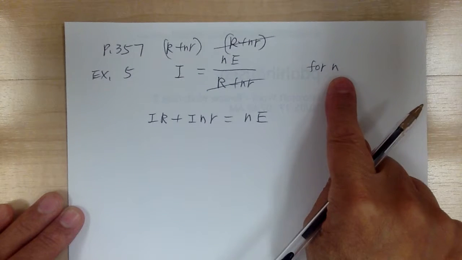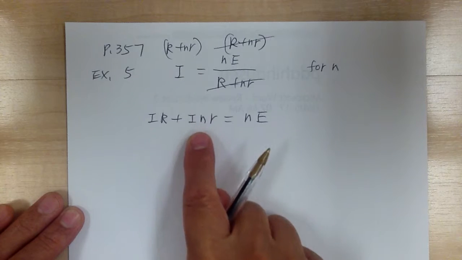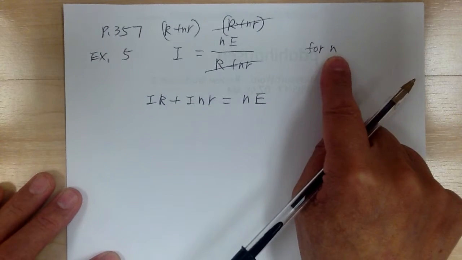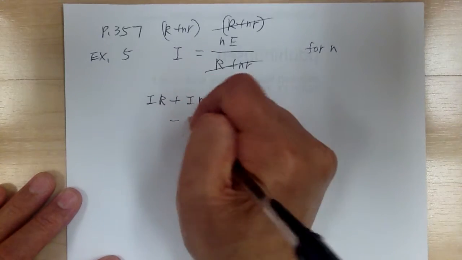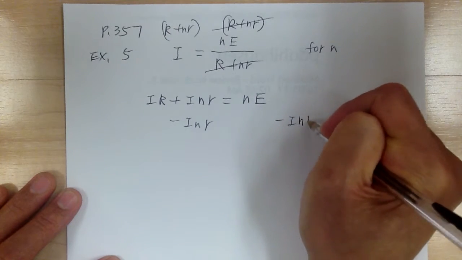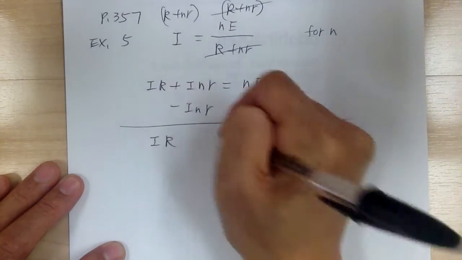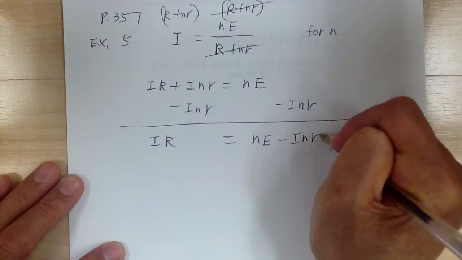Now you're looking for the small n. So notice you got small n here, you got small n here. So you have to collect all the ones with the n. So again, when you're solving for the n, if you have it all over the place, you have to get them all together. So minus inr, minus inr. So you got ir equal to, right, they cancel out, so you got ne minus inr.